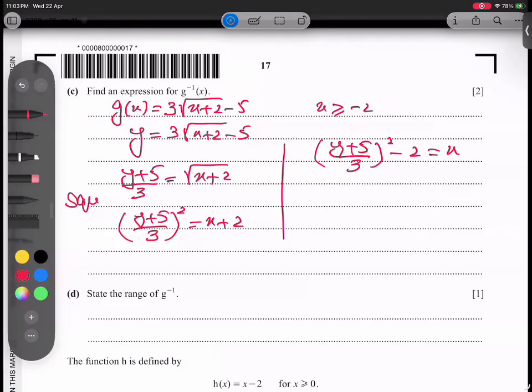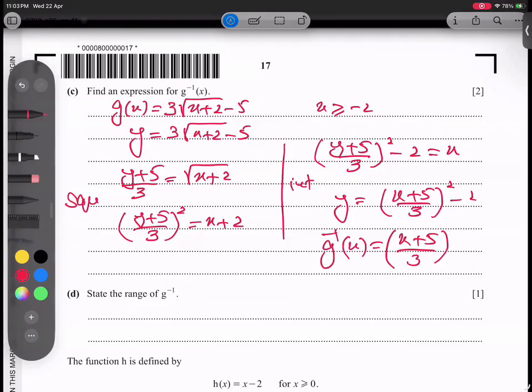Switch and then interchange. So I'm getting here y is equal to ((x plus 5)/3) whole squared minus 2. And this is called G inverse. So this is done. Okay, over. Now state G inverse.